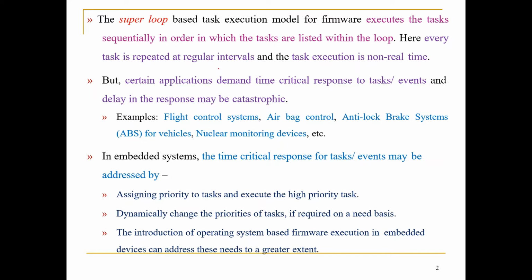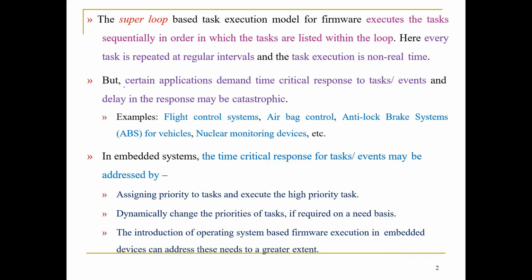In case your task 1 takes a lot of time for its execution, then the time at which task 2 gets executed will get delayed. Or in case you have so many tasks in your task list, then the time taken to complete all the tasks listed will be delayed. That is what happens in the super loop based task execution model, which you have already studied.